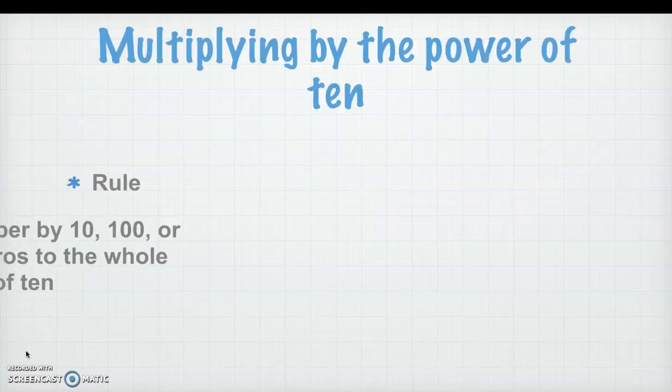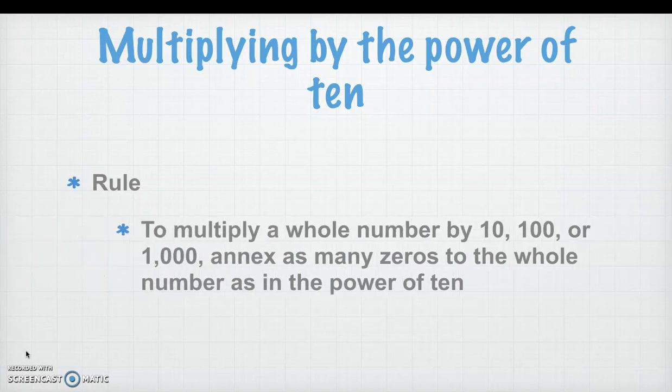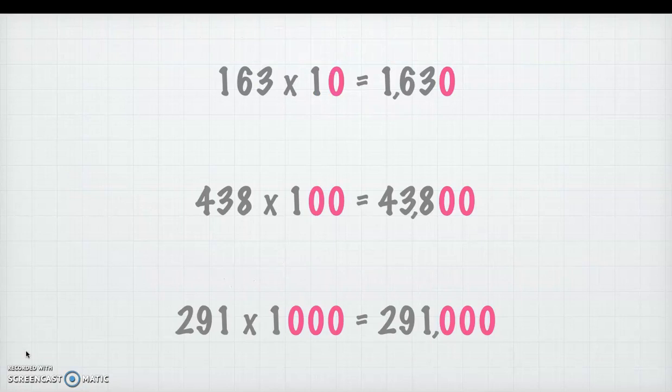So rule number one says, to multiply a whole number by 10, 100, or 1000, annex as many zeros to the whole number as in the power of 10. That means if you're multiplying by 10, all you have to do is annex 1 zero, because 10 has how many zeros? 1 zero. Same thing goes with 100. How many zeros do you have to annex whenever you're multiplying by 100? 2 zeros, because 100 has 2 zeros. Let me go ahead and show you an example.